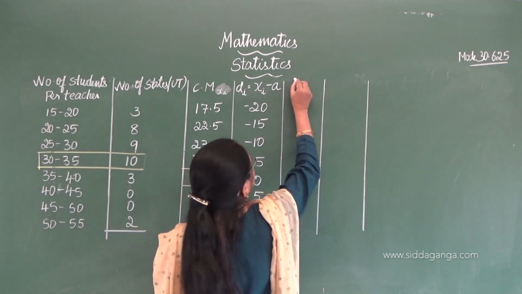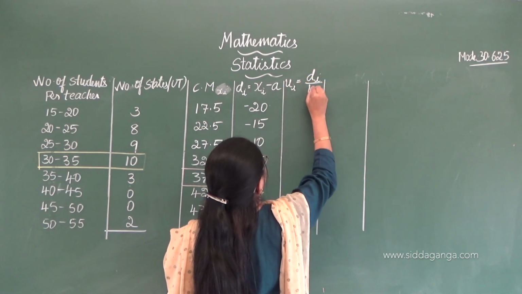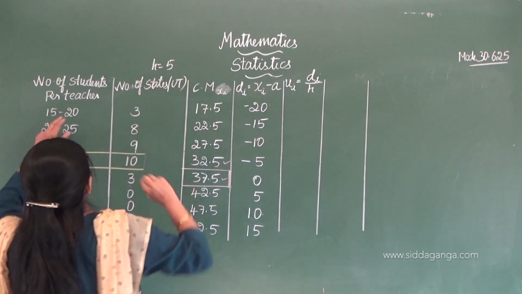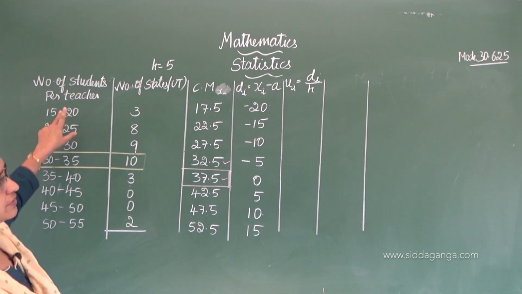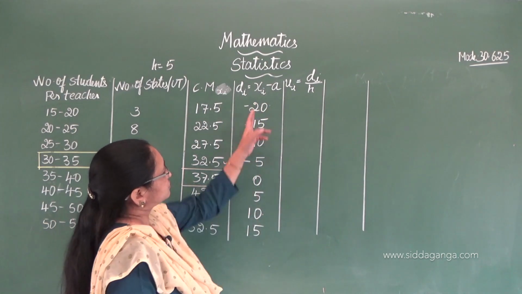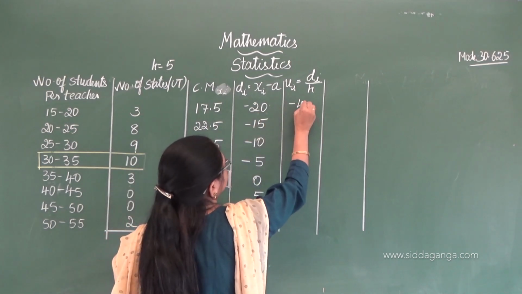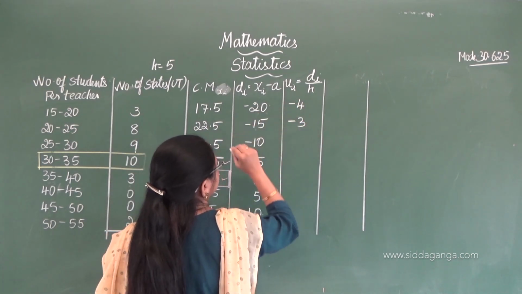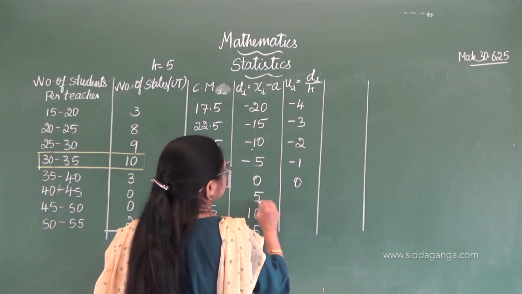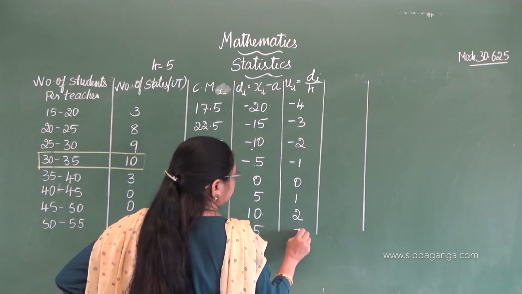So the next one will be ui. Ui, how to find out? Di by h. H is what? H, I told you, h will be 5 here. In this case, h is 5. So divide this by the common multiple 5. So minus 4, minus 3, minus 2, minus 1, 0, 1, 2, 3.